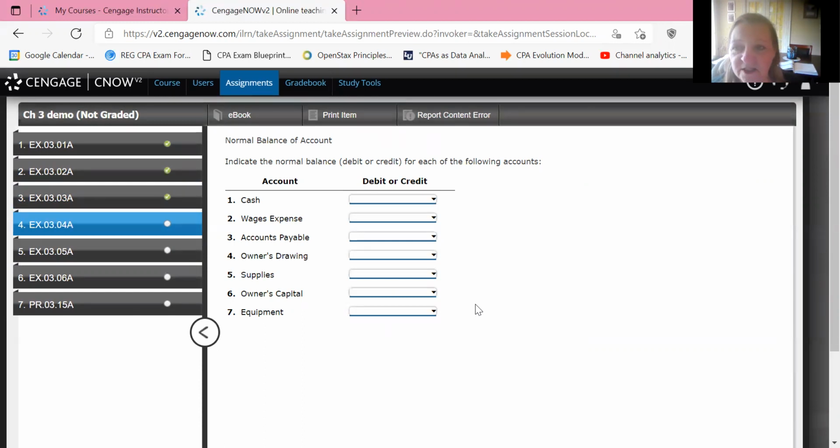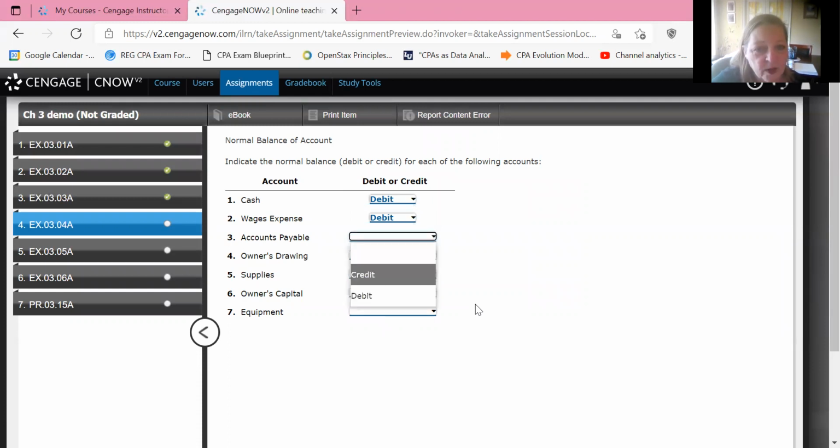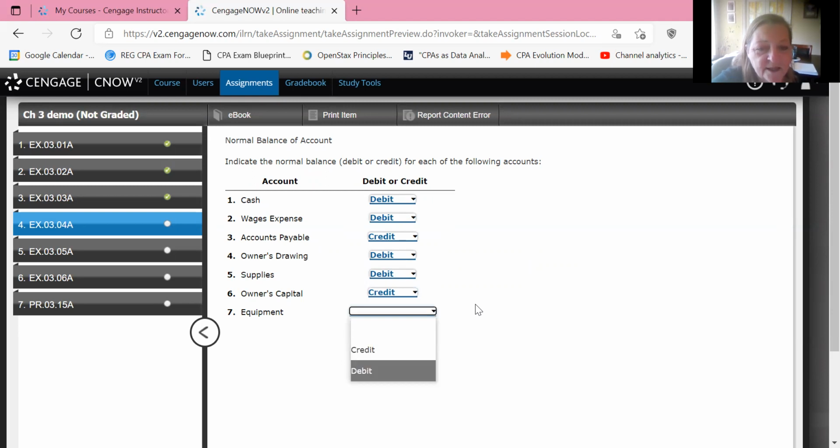Normal balances of these accounts. It's the same thing as asking how to post an increase. So cash account increases with a debit. That means it's normal debit. Wages increase with a debit. Accounts payable is a liability, so it's going to increase with a credit. That's its normal balance. Then you got owner's drawing. The owner's drawing is a negative or a reduction in the capital, remember? So it's a debit. The supplies account's an asset account, so it's a debit. Owner's capital is the equity account itself, and so that's a credit balance account. And equipment is an asset. It's a debit balance account.